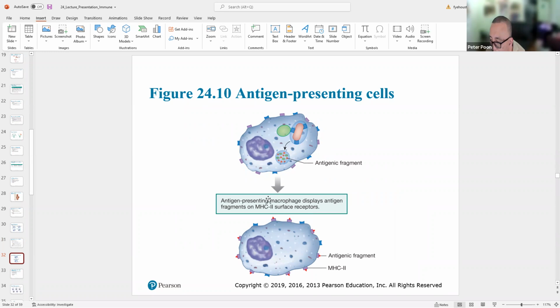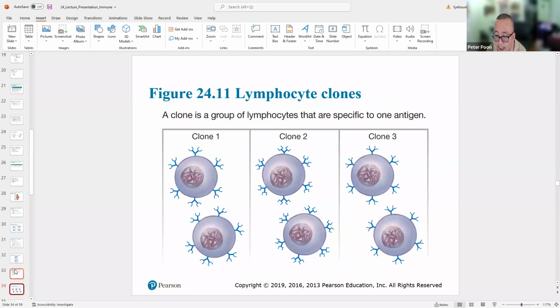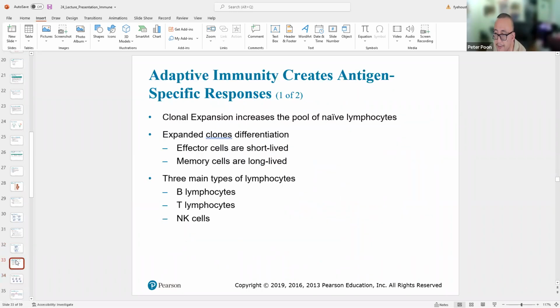Okay, so after this, the bacterial cells are broken down, and they will form antigenic fragments. The antigenic fragments will be displayed on the surface of MHC class 2. Okay, and the MHC class 2 will attract B cells and T cells.